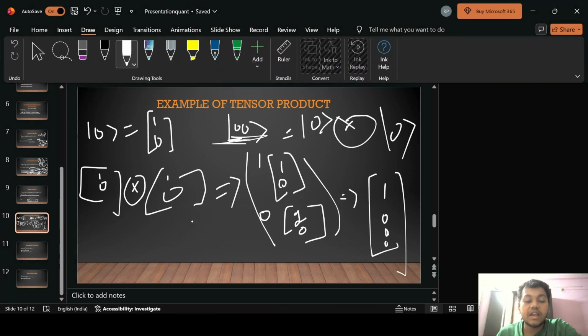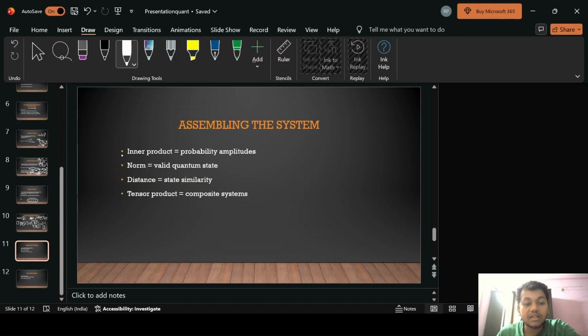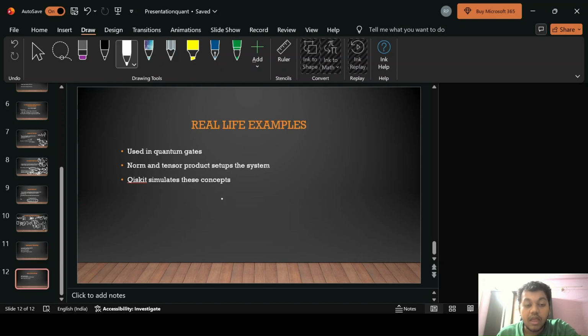Now let us see our last topic, that is assembling the system. Assembling the system is nothing but assembling two finite elements to form one global system. Like inner product forms probability, amplitude, norms equals valid quantum state, distance equals state similarity, and tensor product equals composite system. And the real life examples for assembling systems are that it is used in quantum gates, norms and tensor product setups in the systems, and Qiskit simulates these concepts. Thank you.